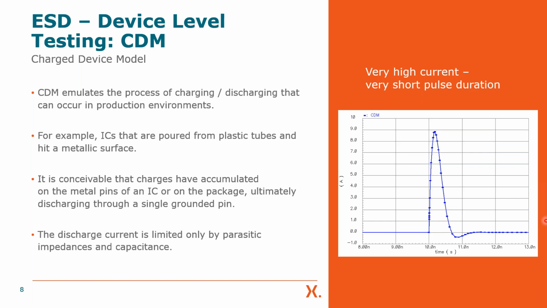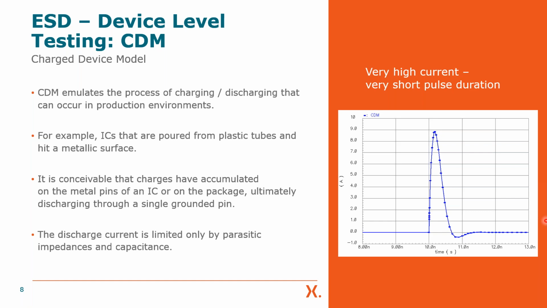And this models a discharge into a metal plate. So for example, if you have an IC which is in a plastic tube and you pour it onto your table, it can charge while sliding down the tube and then rapidly discharges into the metal table. And this is what this test is simulating. You cannot really compare the results because failure mechanisms might be different.